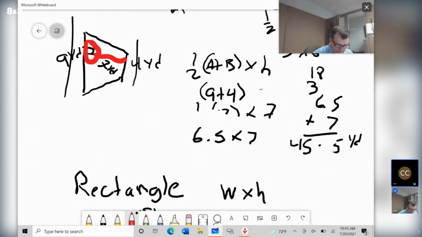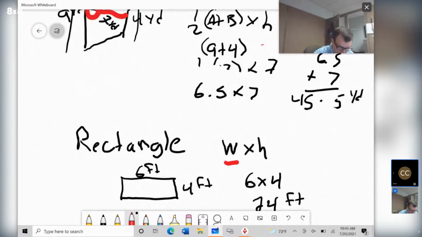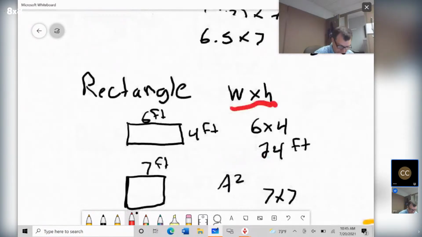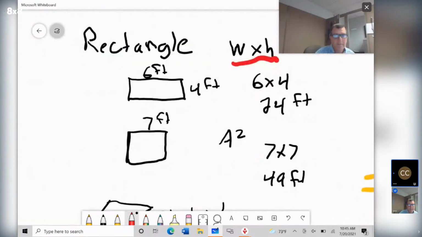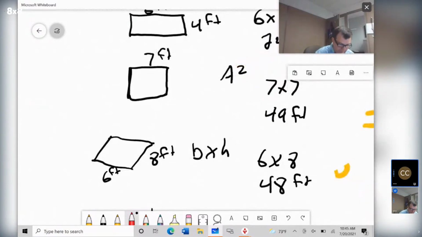trapezoid. So the rectangle is just going to be the width times the height. Okay. Square is just going to be A squared. It's going to be a side times the side. It's going to give you the area. And for the parallelogram, it's just going to be the base times the height.